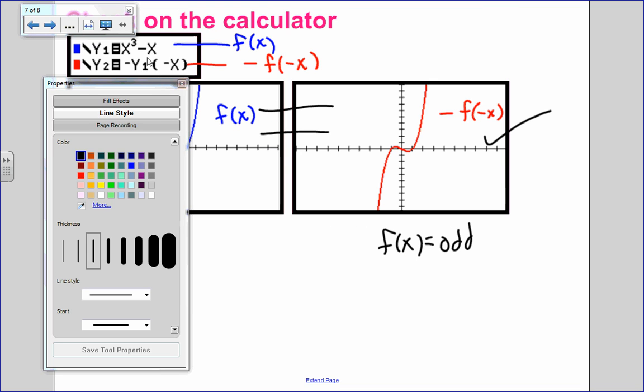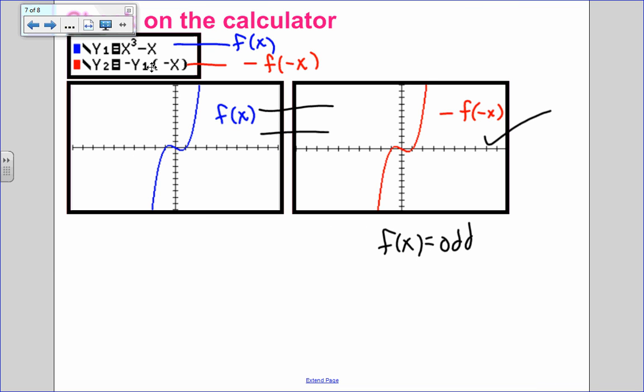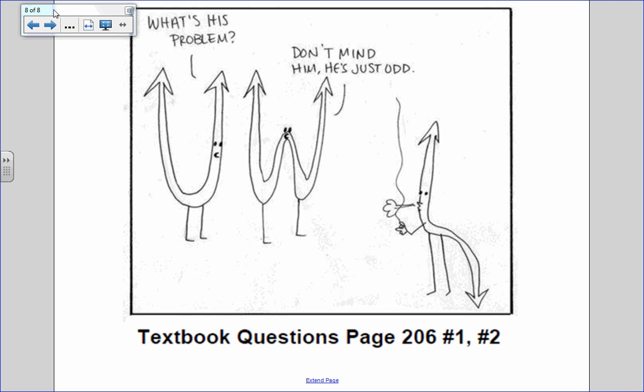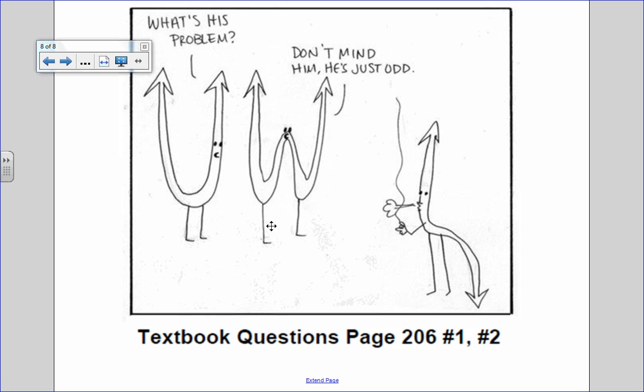Okay, so just to summarize here, if graphs are symmetrical about the y-axis, they are even. If they are symmetrical about the origin, in other words, x and y-axis, they are odd. And by odd, I don't just mean strange, I mean symmetrical about the origin.